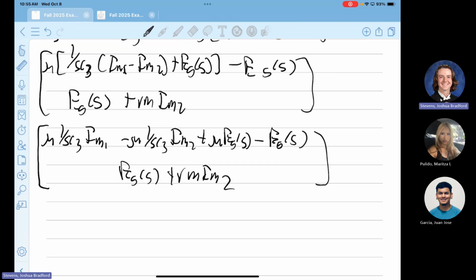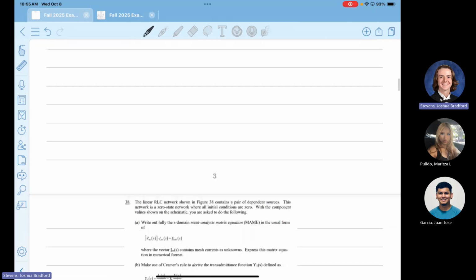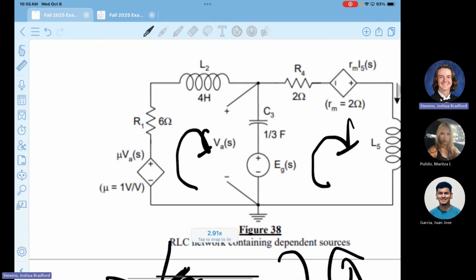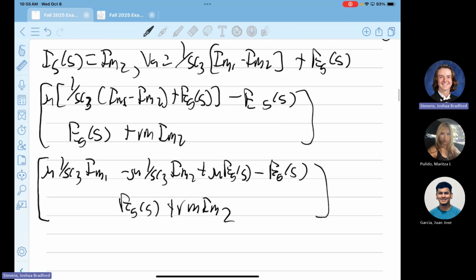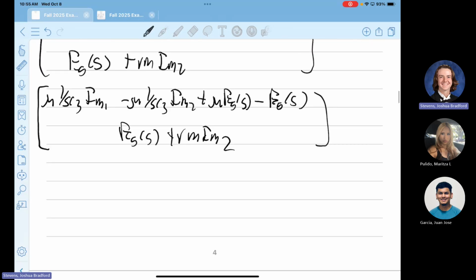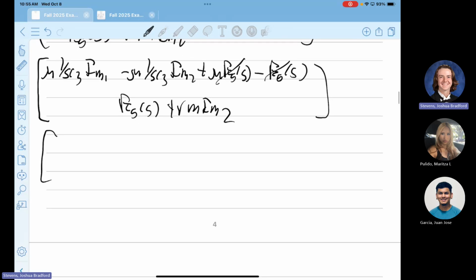Well, we're about to make your life a lot easier. Can I scroll up? Okay. Mu. What's mu? It's 1. So we just have essentially EG of S minus EG of S. They cancel each other out. These cancel out. And then these go here. So mu is just 1. Mu is 1. Now I'm going to move it into dependent and independent sources.